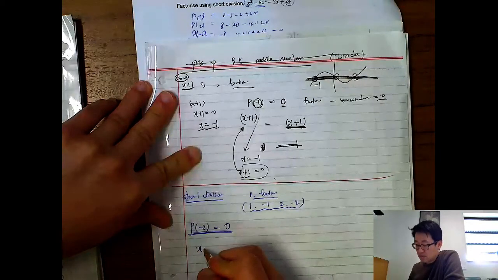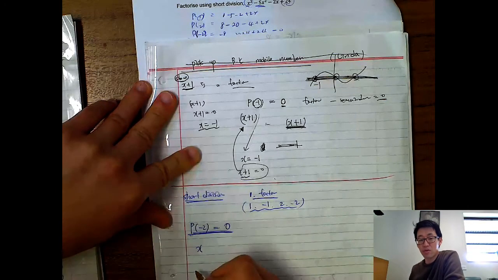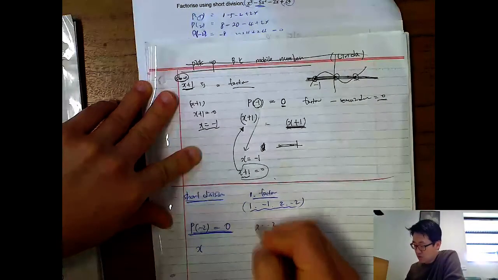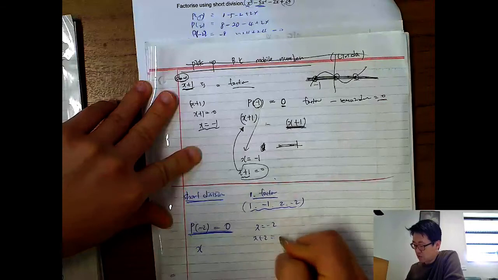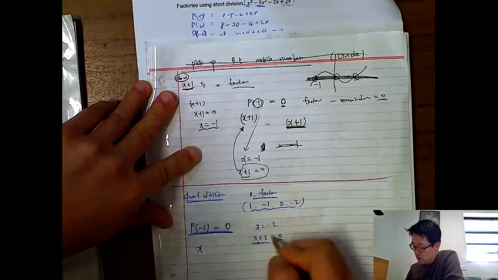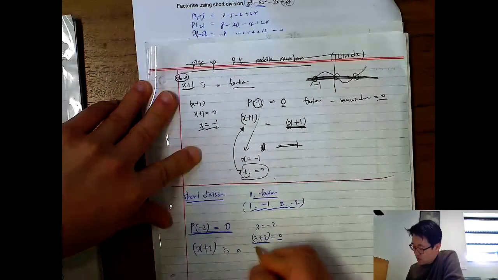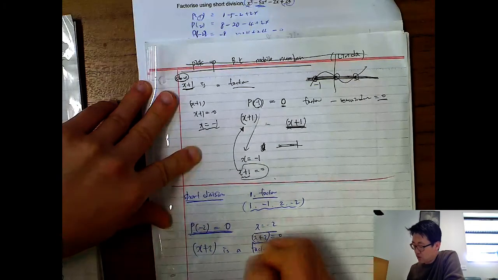x minus 2 or plus 2? Plus 2. x equals minus 2. Therefore, x plus 2 equals 0. Make it 0. That is a factor. x plus 2 is a factor. The root is minus 2. Okay?